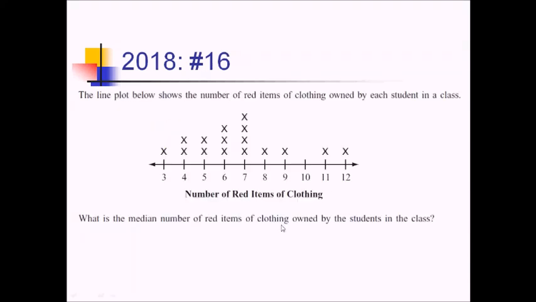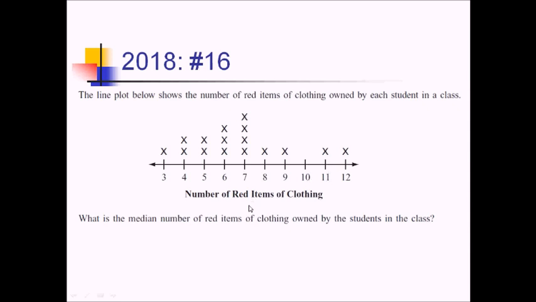For number 16, we have a line plot showing the number of red items of clothing owned by each student in the class. We want to know basically the median number of red items of clothing owned by students in the class. And the way this is set up, this basically means that we have 4 students who own 7 red items. Oh, here's a student who owns 11 red items. Must really like red. So we need the median out of all this.